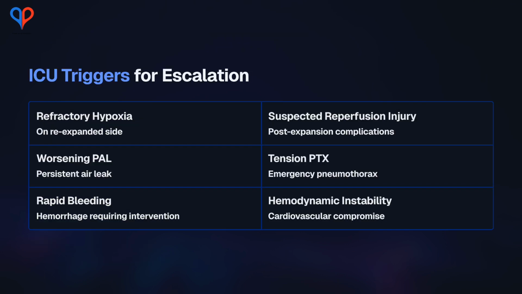Escalation is needed for worsening subcutaneous emphysema, persistent hypoxia, high-risk arrhythmias, suspected reperfusion injury, tension pneumothorax, or high chest tube output. PPE presents as sudden contralateral hypoxia after reexpansion and requires aggressive supportive care.